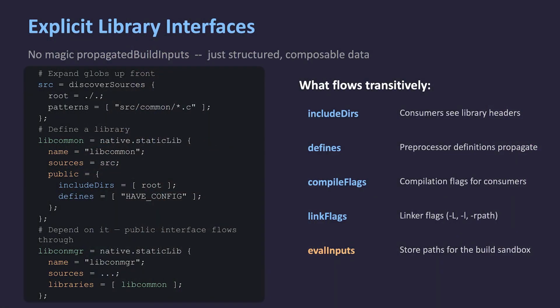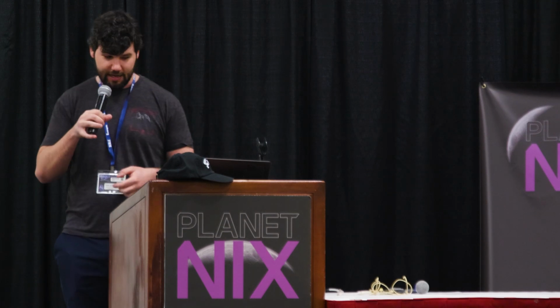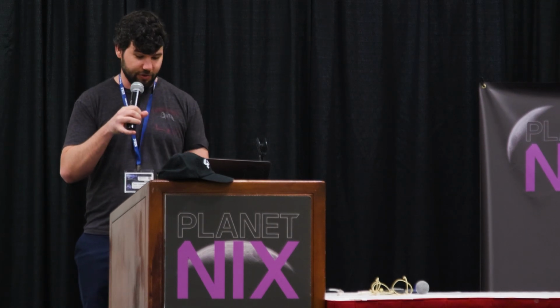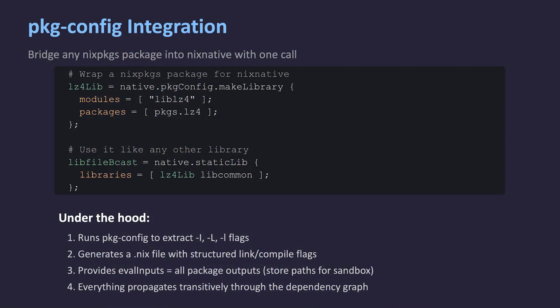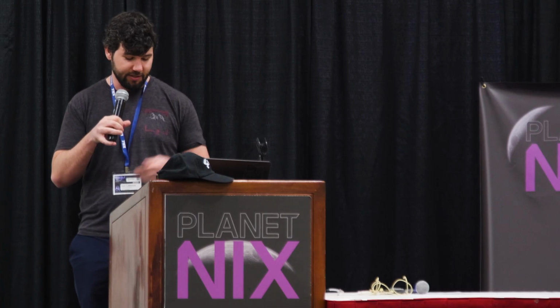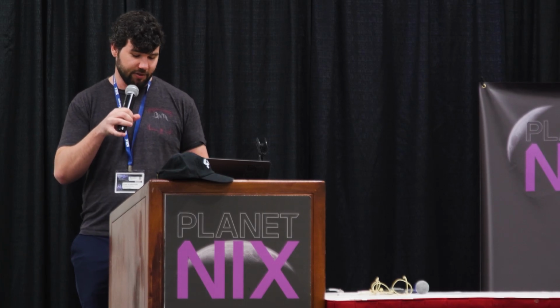And you have explicit library interfaces. So, for example, you can say I have a static lib. This static lib has a public interface. And then if you pass libcommon down into libcon manager, these are Slurm libraries, the public library flows through automatically. It also has package config support, so when you want to pull in some library from Nix packages, like here I have packages LZ4, which is a compression library that Slurm depends on, you give it this little package config wrapper, and then you can also pass it in as if it was a normal Nix native object itself. So it supports integration, at the build level, with other things in Nix packages.